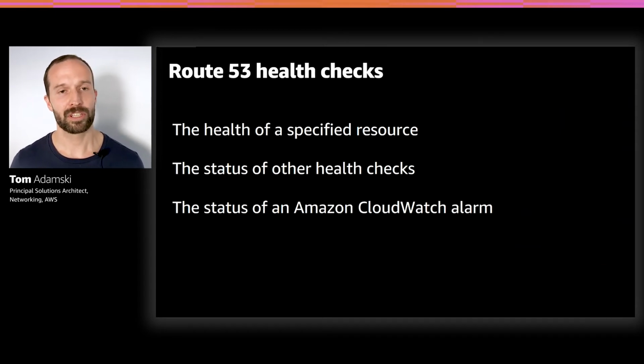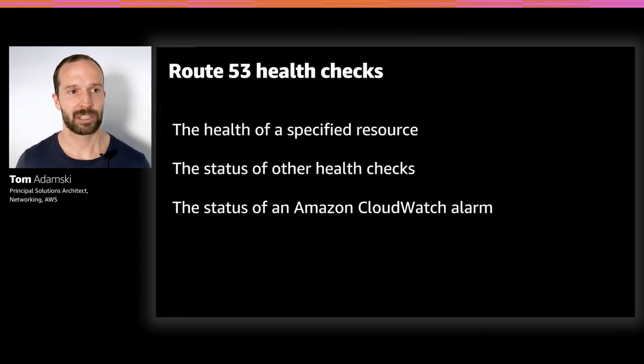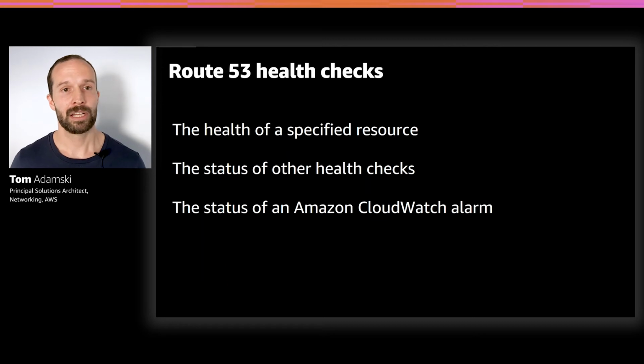So we support 3 different types of health checks. Just health checking a particular resource, a combination of multiple health checks, and then finally a health check that is based on an Amazon CloudWatch alarm. And CloudWatch is a monitoring service that can generate alarms when things go wrong, and you can use that to feed the Route 53 health checks.